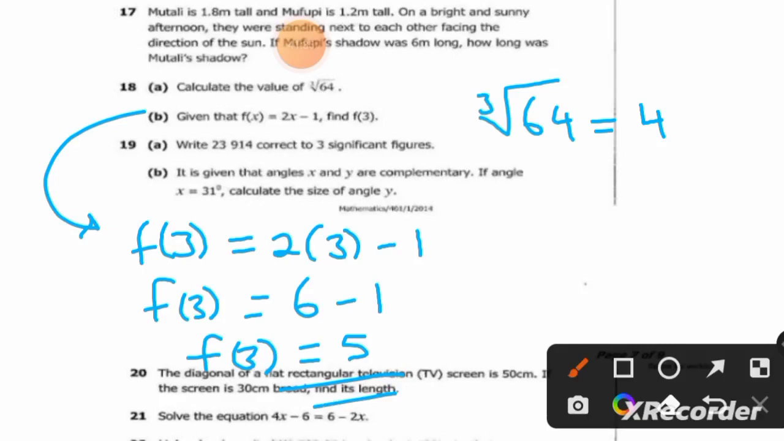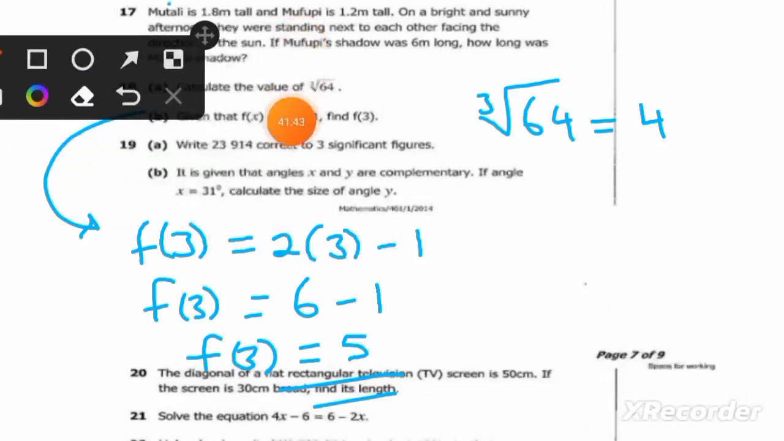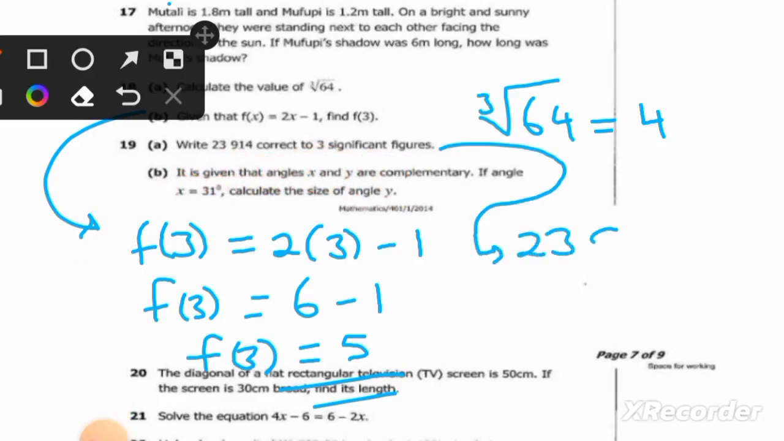Let us move on to the next question, which is question 19A. The question reads, write 23,914 correct to 3 significant figures. So we are solving this question here. They want us to correct this number to 3 significant figures. So here are 3 significant figures.